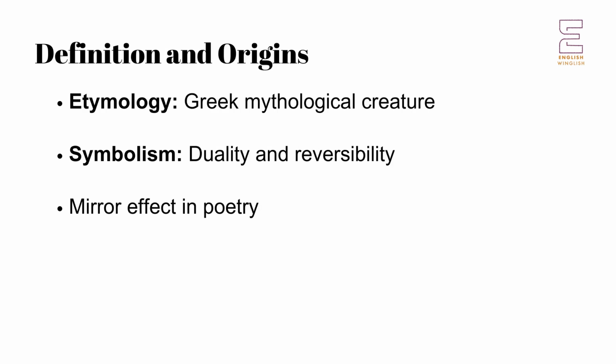Definition and origins. Etymology of Amphisbaenic. The term Amphisbaenic originates from the Greek mythological creature known as the Amphisbaenia, a serpent-like monster with a head at each end of its body. This creature symbolizes duality and reversibility, concepts that are foundational to understanding Amphisbaenic rhyme. The poetic device mirrors this mythological duality by creating rhymes that work both forward and backward.